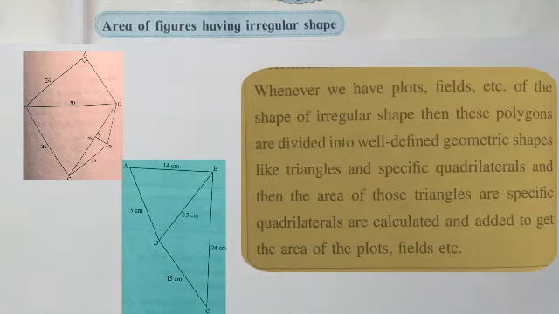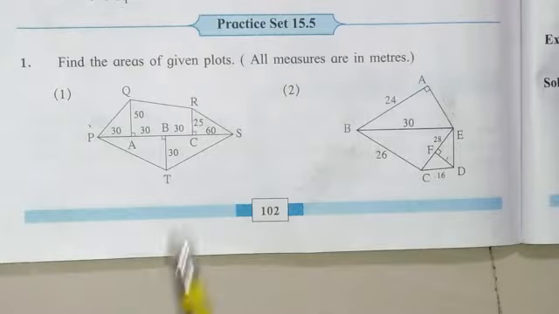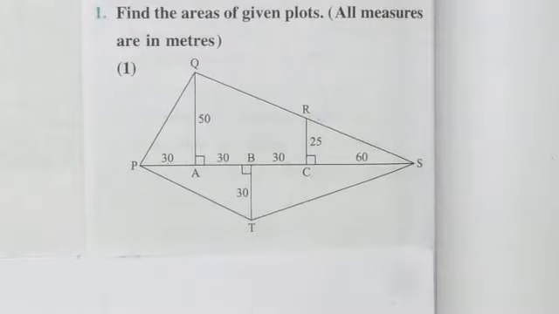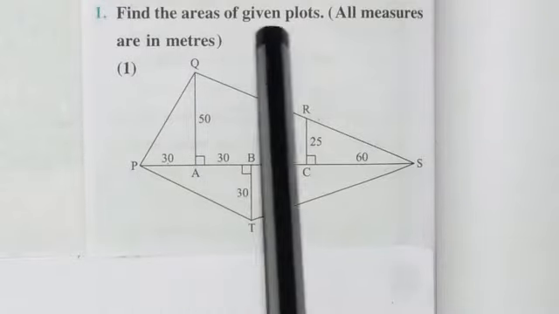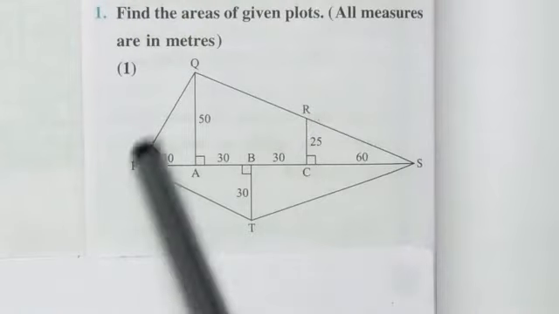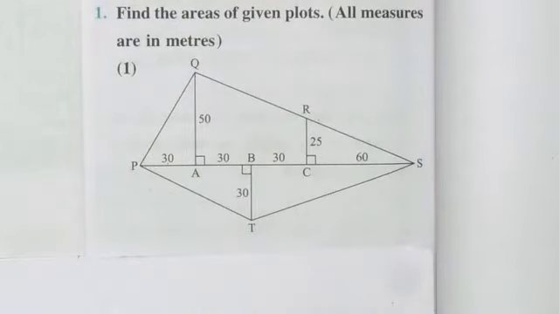So students, without wasting our time, let's discuss and see how to find out this type of areas in practice set number 15.5. Let's start it. So here this is the practice set number 15.5 which is given on page number 102. Let's see these figures one by one properly. So students, here this is our first question. Question number 1, find the areas of the given plot. All these measurements are given in meters only.